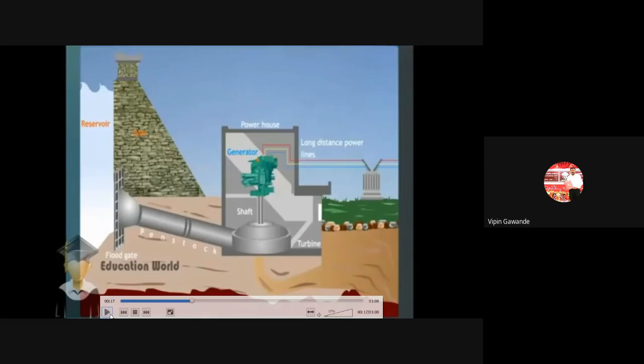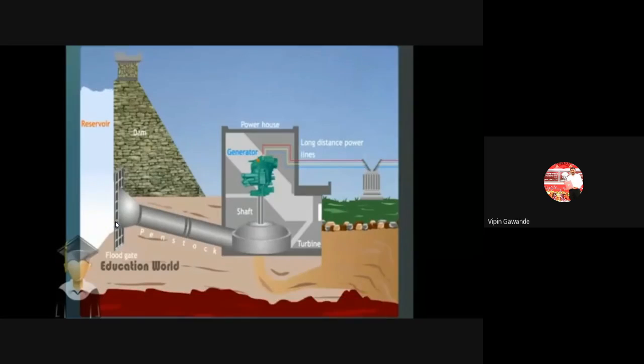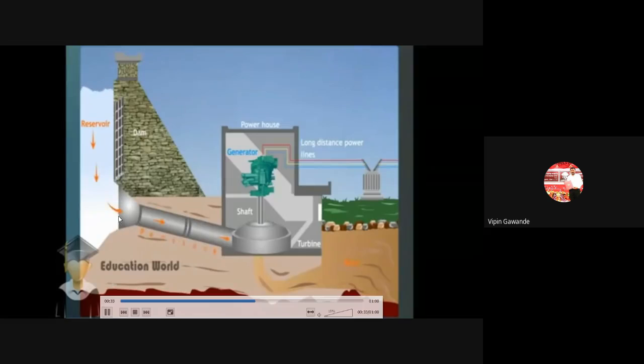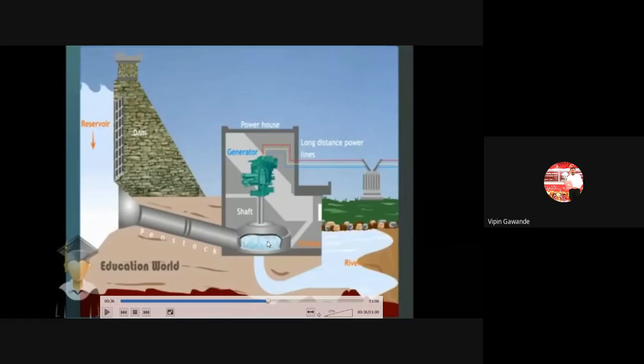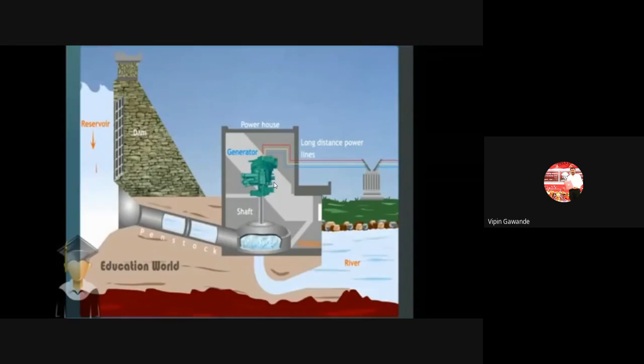Now when we open the gate, water comes through this penstock, and this is our hydraulic turbine, and then we have the generator. See, we have opened the gate now, and the water is flowing through this. Now the water is striking the hydraulic turbine, rotating its blades, and then the generator converts that hydraulic or mechanical energy into electricity.